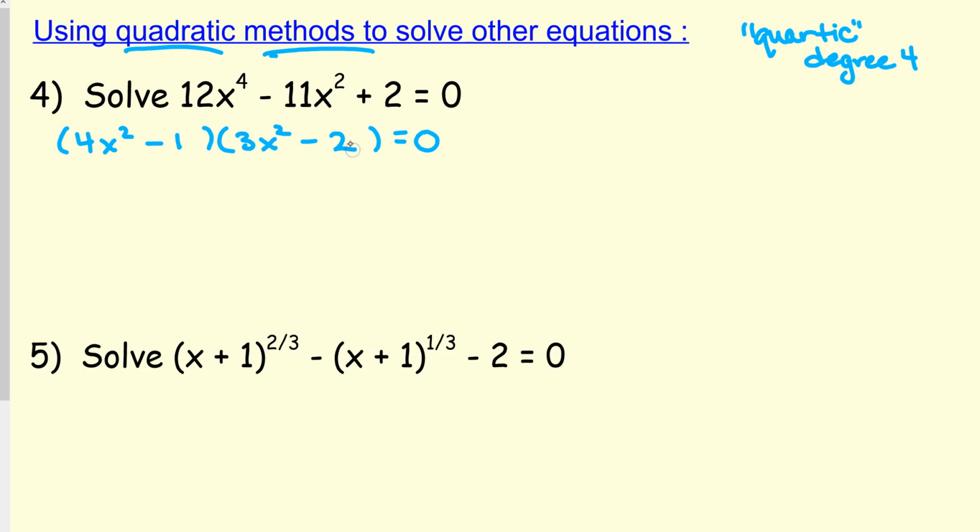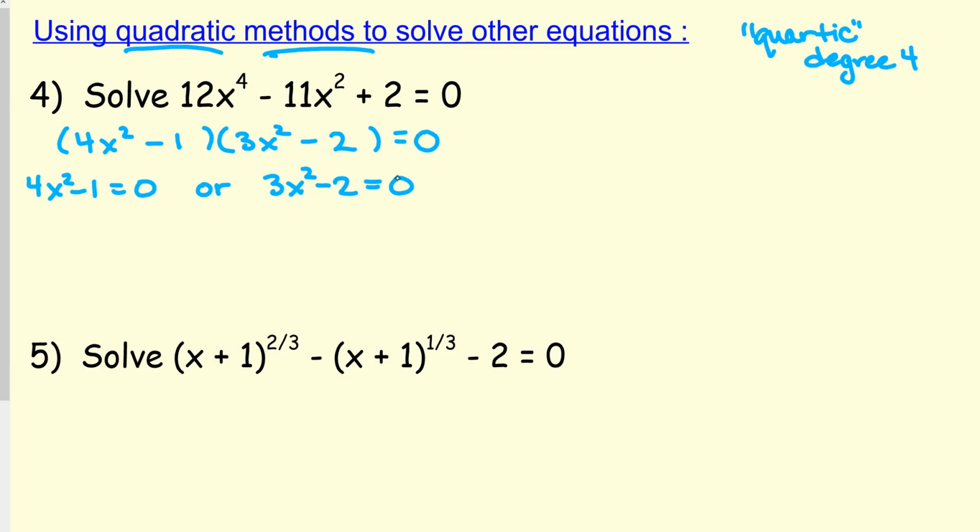And you can always pause the video when you don't want me to just tell you. If you want to figure it out on your own first, just pause and then resume, and you can see me show you the factors. Okay, so now once again, using solve by factoring, we're going to set each factor equal to 0. So we have 4x squared minus 1 equals 0, or 3x squared minus 2 equals 0.